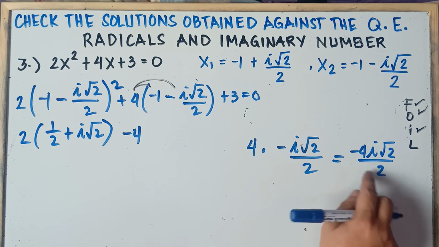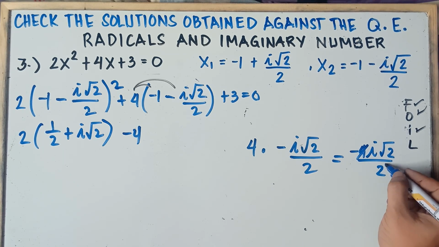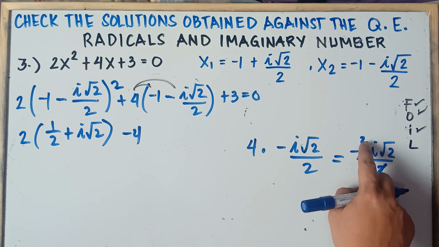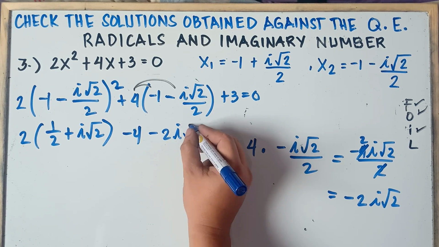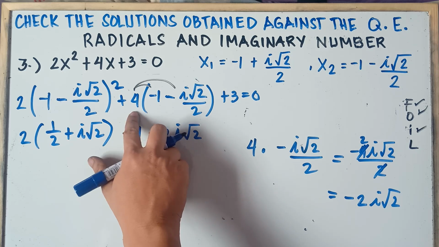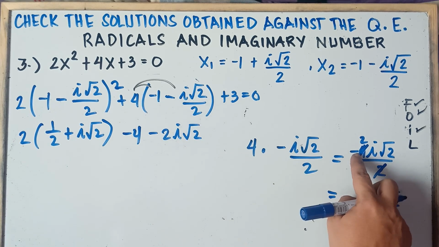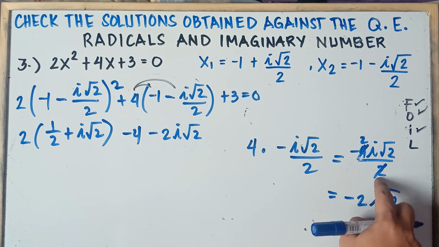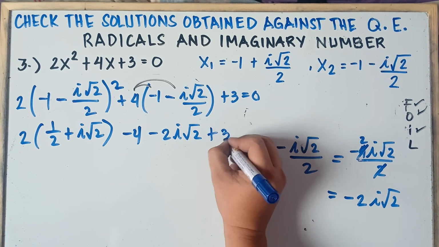Can we divide negative 4 by 2? Yup. Negative 4 divided by 2, that's negative 2. So we can cancel this out. Once again, we can divide negative 4 by 2, and the answer is negative 2i square root of 2. Once again, 4 times negative 1, negative 4. 4 times this equation, that would be negative 4i square root of 2 over 2. We can divide 4 by 2. 4 divided by 2, that's 2. So we have negative 2i square root of 2 plus 3 equals 0.